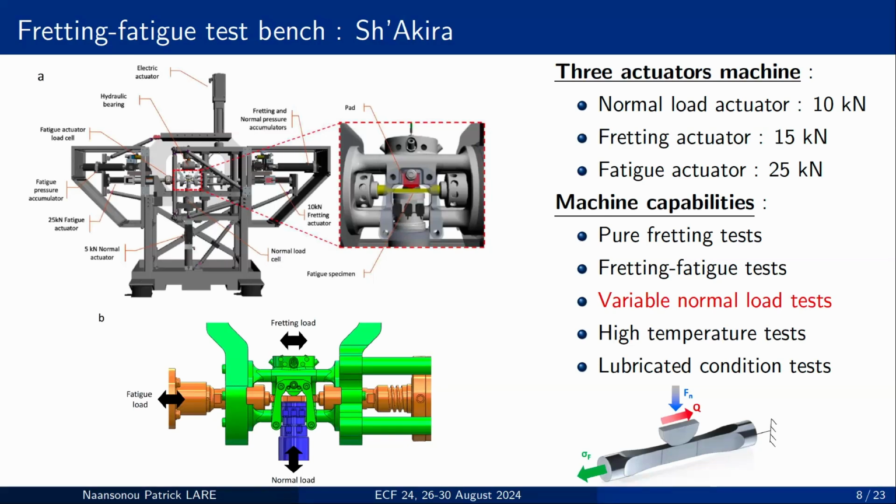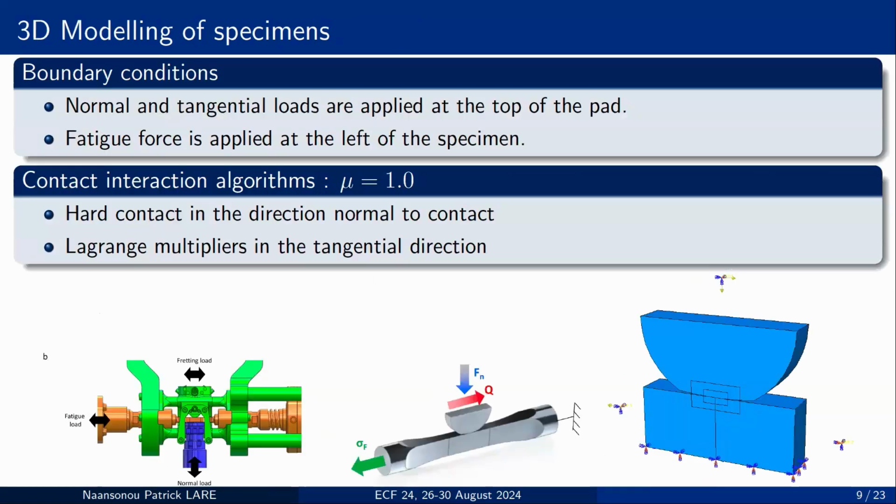And our specimens look like that. So it's kind of a demonstration. Okay, so for the numerical simulations, our specimens look like this. So we model them like that for 3D simulations. The normal force and the tangential force are applied at the top of the pad, and the fatigue stress is applied at the left of the specimen, and the right of the specimen is fixed.